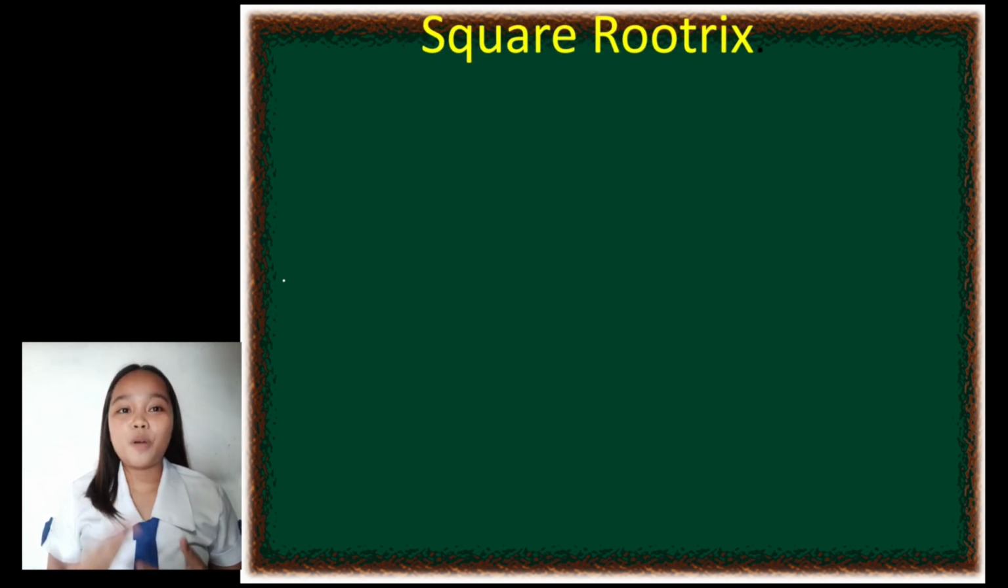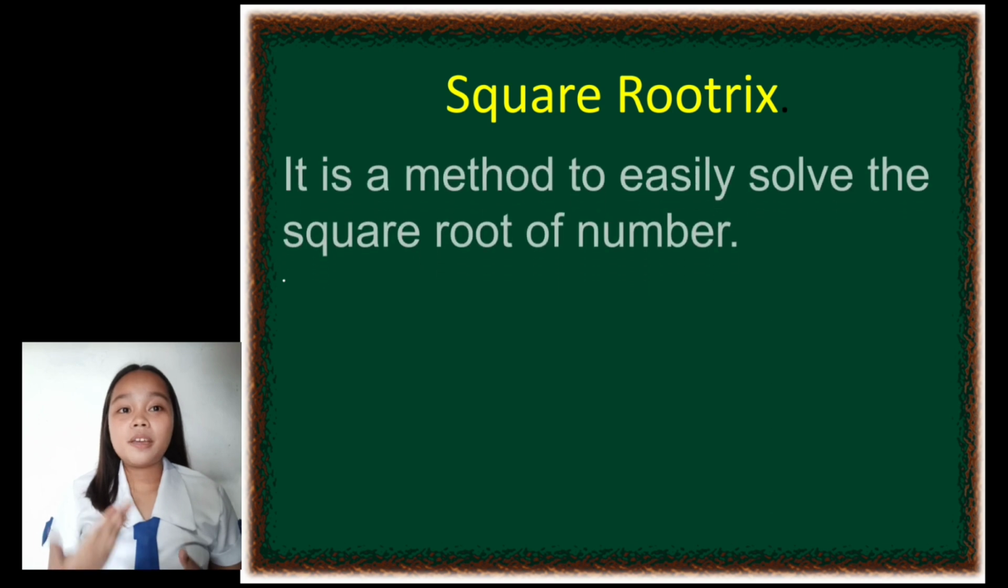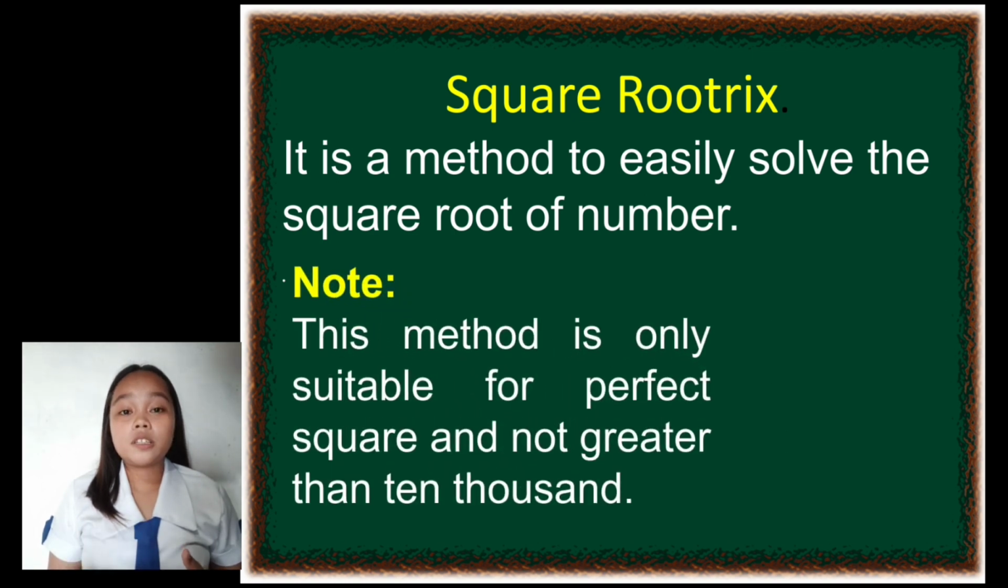Now, I will introduce a method called square root trick. What is square root trick? Square root trick is a method to easily solve the square root of a number. Note that this method is only suitable for a perfect square and not greater than 10,000. Again, this method is applicable for perfect square numbers and not greater than 10,000.